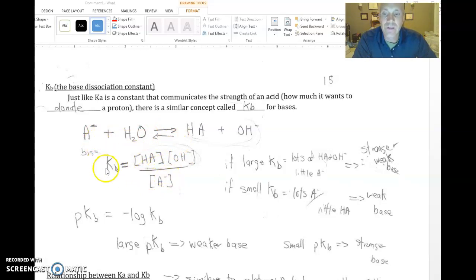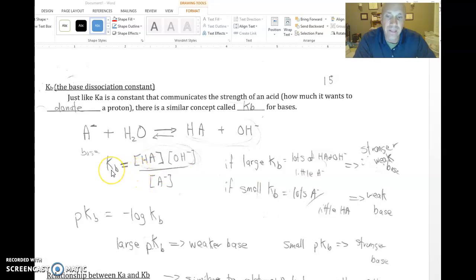What a Kb represents is, just like before, we show the things on the right side of the reaction in the numerator, and we show one of the things in the denominator. Remember, in the Ka we did not show the concentration of water in the denominator, because the concentration of water stays essentially constant throughout the reaction, since there's so much more water. For the same reason, we don't include water in the denominator here. So this is what the Kb would represent.